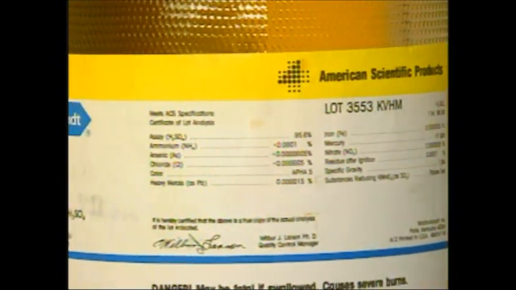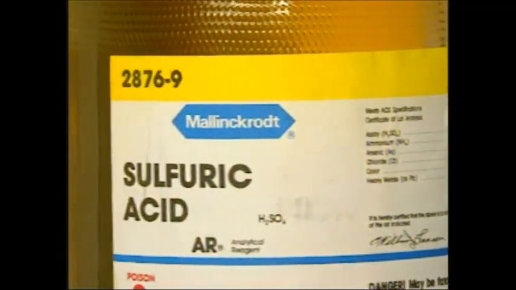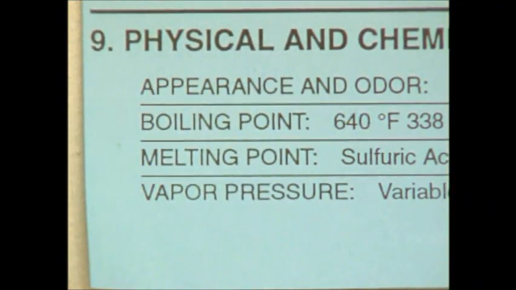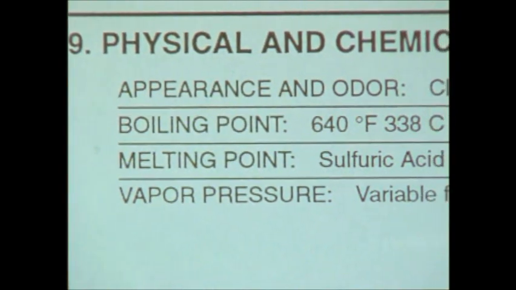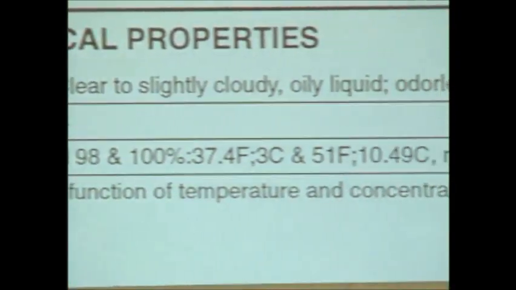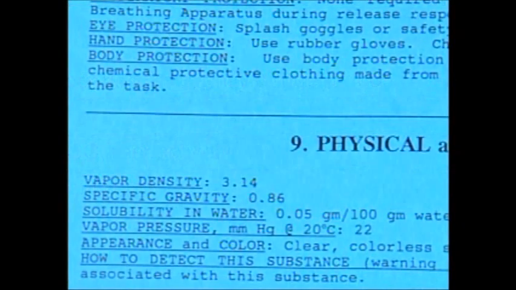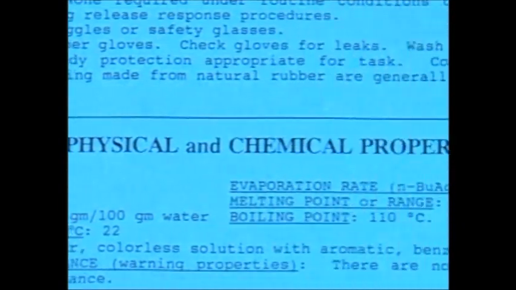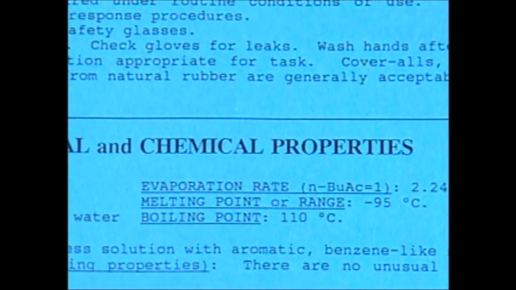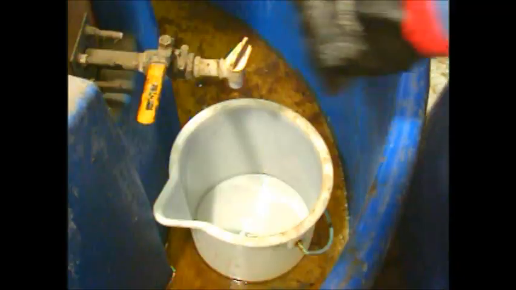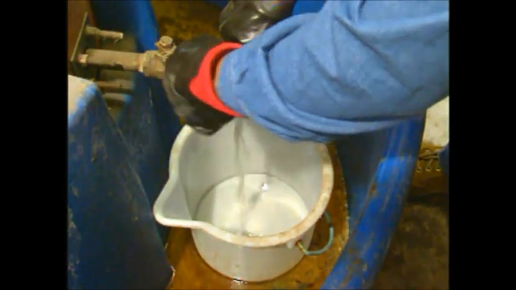Section 9 gives you a detailed list of physical and chemical properties. For example, the MSDS for sulfuric acid calls it a clear to slightly cloudy, oily liquid with an odorless to slightly pungent odor. Section 9 will also list evaporation rate, melting, and boiling points, to name a few. Knowing these characteristics will help you work with hazardous materials safely.